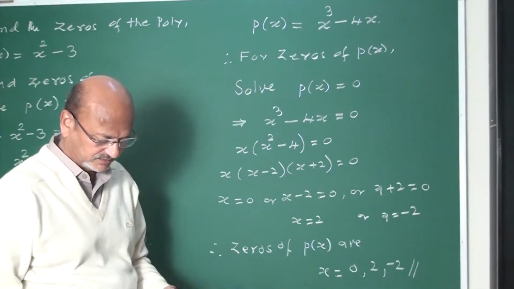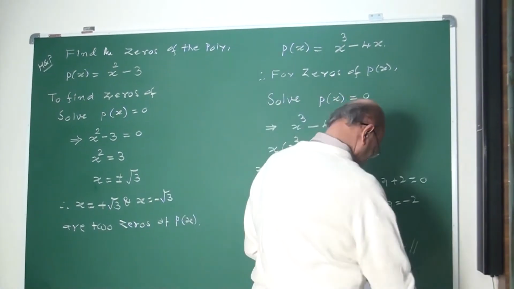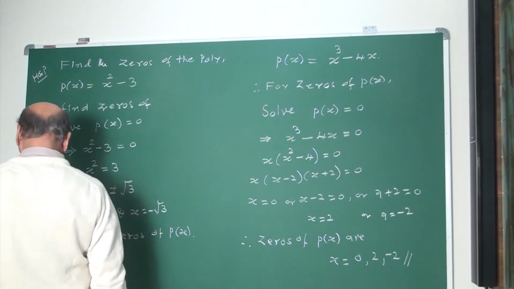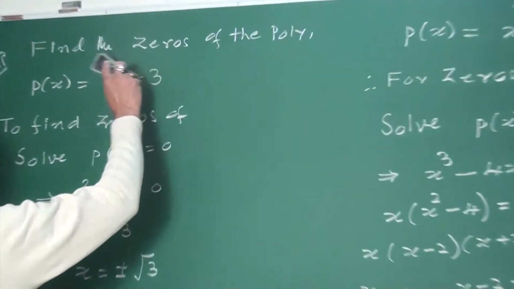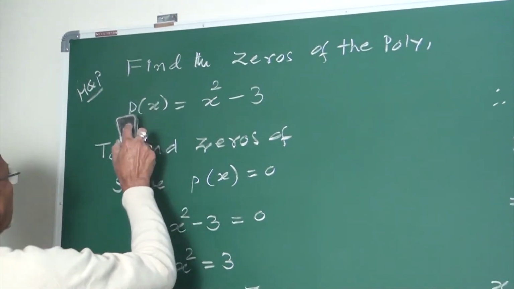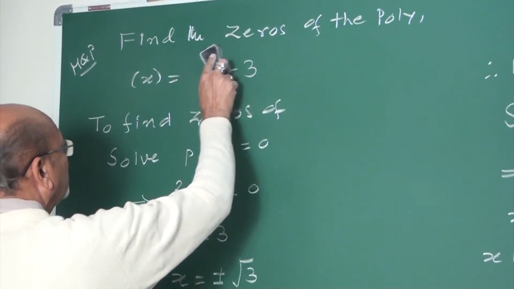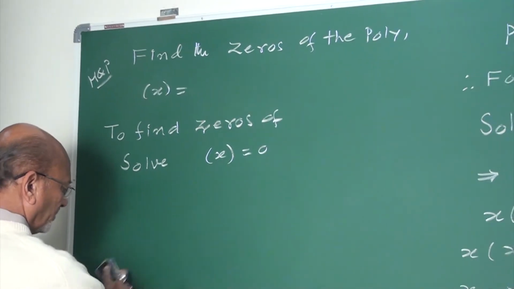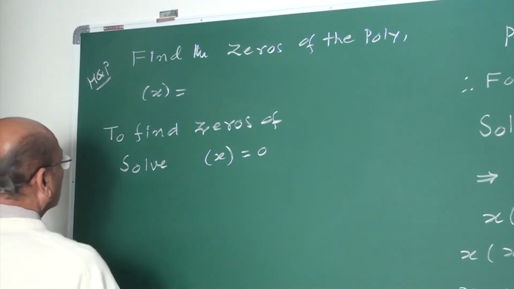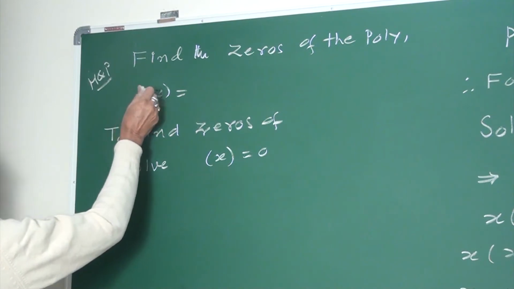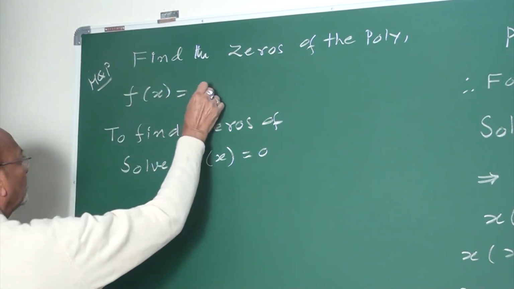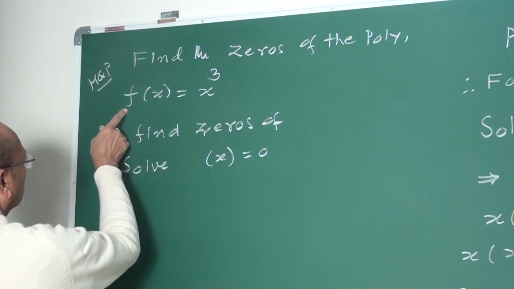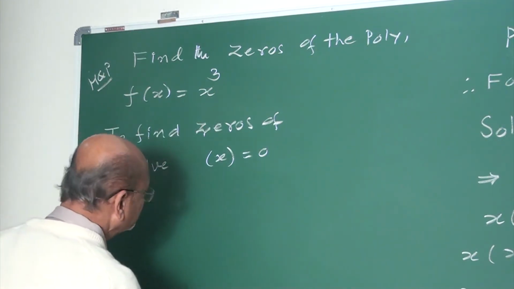Remember. I do one more. Yes, p(x) equal to x cube. Sometimes, my friends, instead of always p, they change p to f or another letter. Find the zeros of the polynomial f(x) equal to x cube. Only one symbol, f, is different.